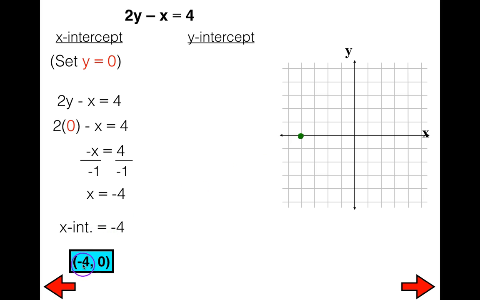So this ordered pair would be negative 4, 0, because ordered pairs are written as x, y. Here's your x, here's your y.